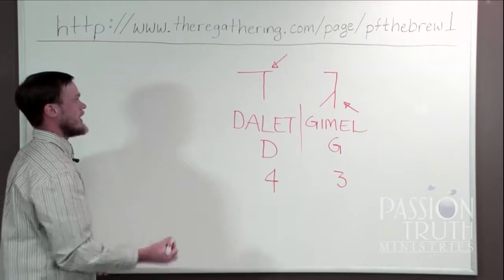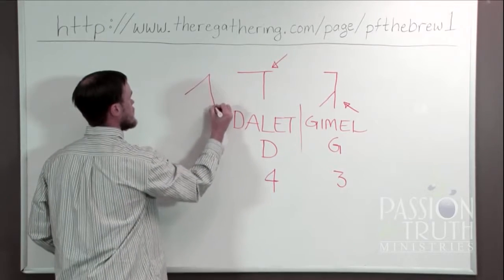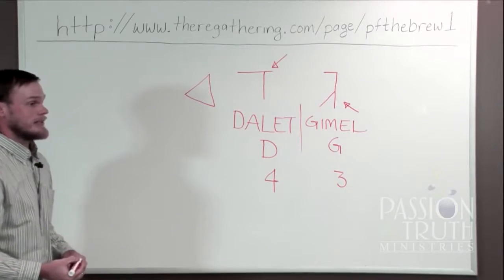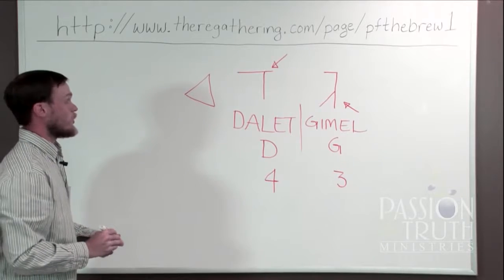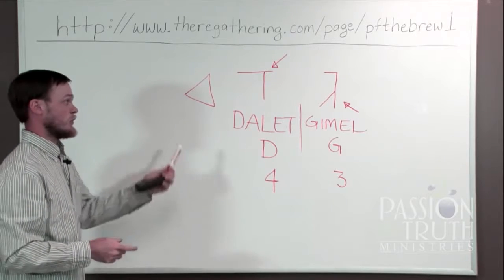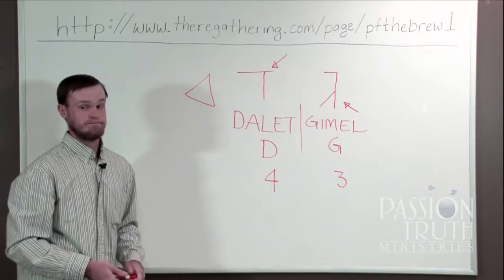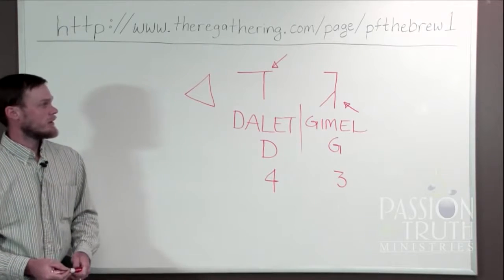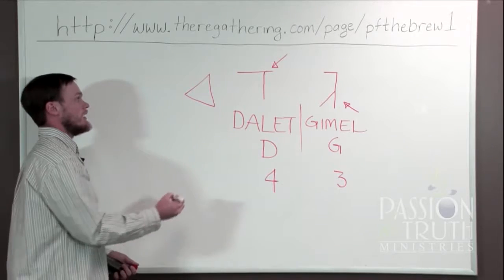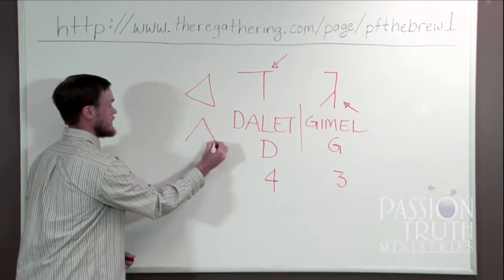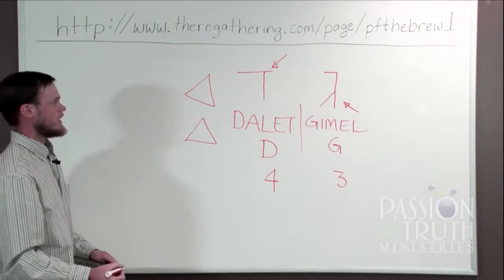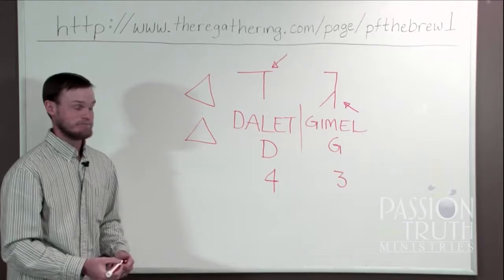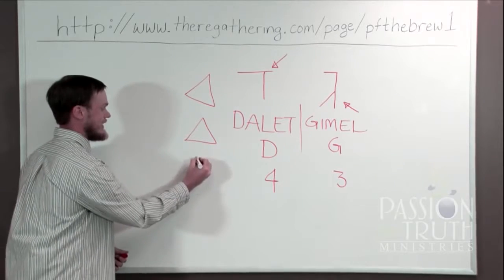In Paleo-Hebrew, the Dalet looks like this, and it's depicting a tent flap or a door. And the Hebrew word delet means a door. This became the Greek delta. Doesn't take much imagination to see that one. And the Latin D.